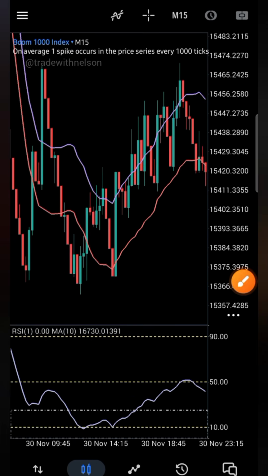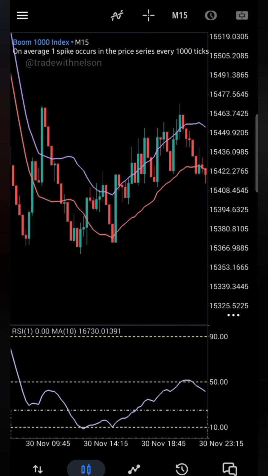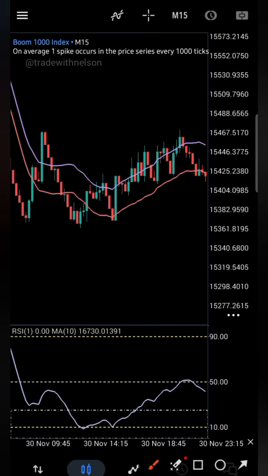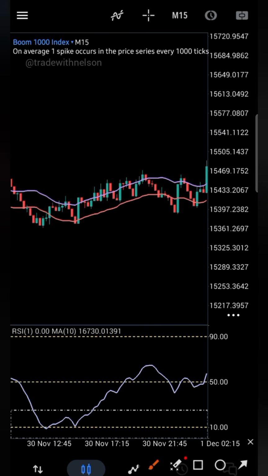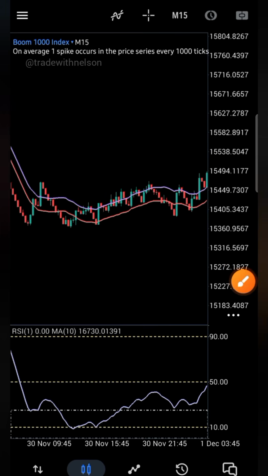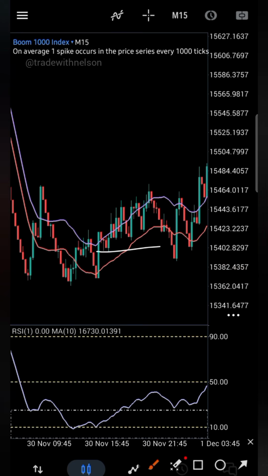You can search on what is fair value gap on YouTube or on Google, then you will understand what I mean by a fair value gap. But sometimes you may not even see the fair value gap. You can just enter your trade and it plays out, but most of the times there is a fair value gap, it plays out more.